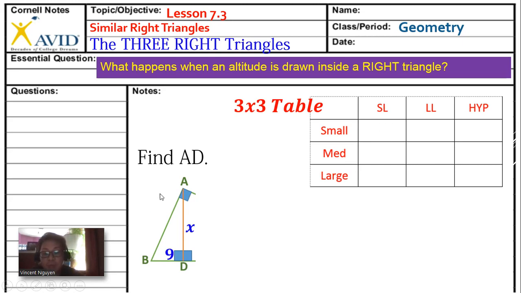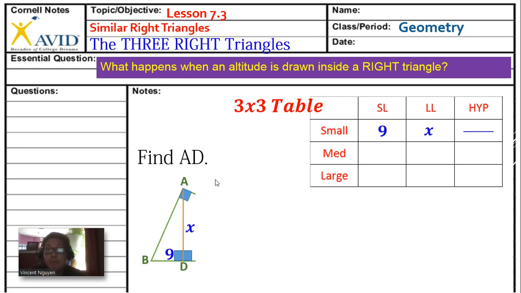If you look at the small triangle here, ABD, you can see that the short leg is 9, the long leg is X, and the hypotenuse is not given to us. It's blank. So we're going to fill in this table with the given information: 9 for the short leg, X for the long leg, and blank for the hypotenuse. Blank just means there's no value there. I cannot use segment AB to help me find anything, so I leave that blank.